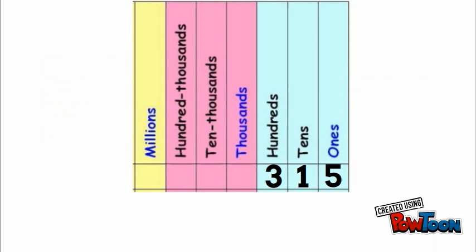Let's start with a number that we all should know, 315. Now we're starting with that because we're going to read it the same way, but we're going to shift it into the thousands to show you how we read bigger numbers that have place values into the thousands.